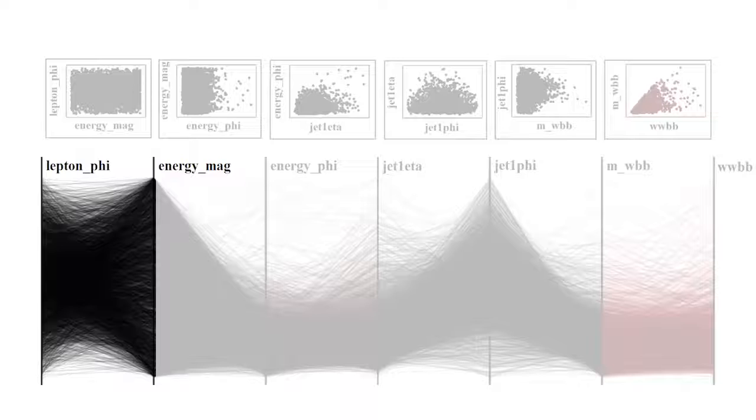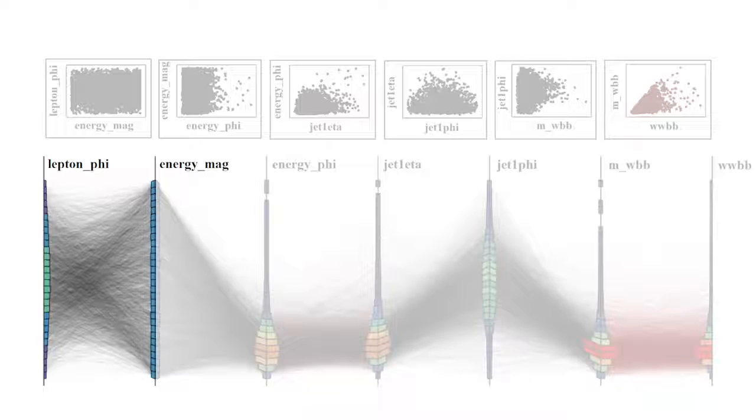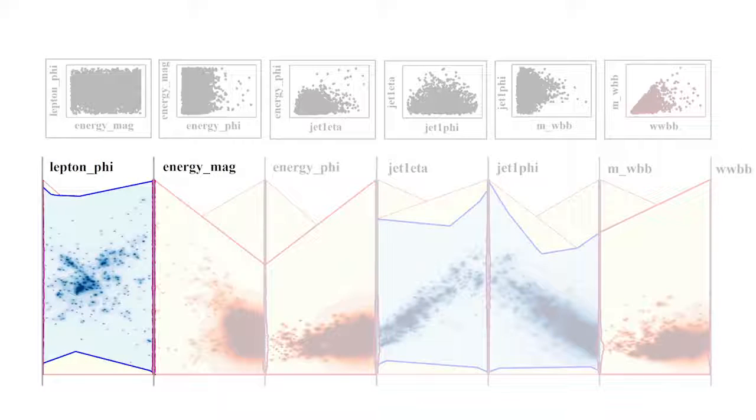Beginning with the lepton, phi, and energy mag attributes, using the standard PCP, a negative relationship appears, but the level of the noise is difficult to ascertain. Looking at the angular histogram, a uniform distribution of points is apparent, but not much else. The opacity PCP makes the noise level fairly clear. Using the DSPCP, a weak relationship is seen in the very loose bow tie. Furthermore, the noise in the relationship can be seen in the freckles of the consistency map.